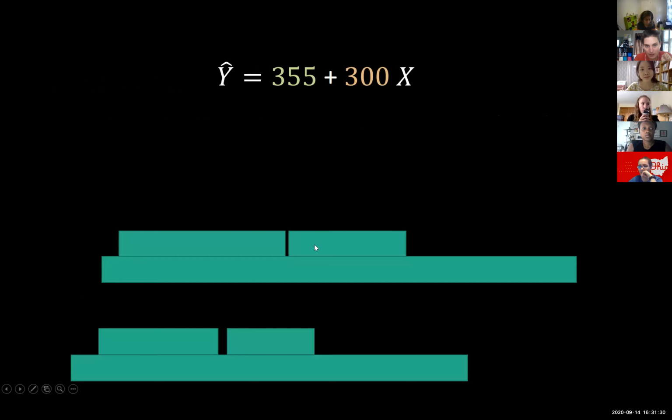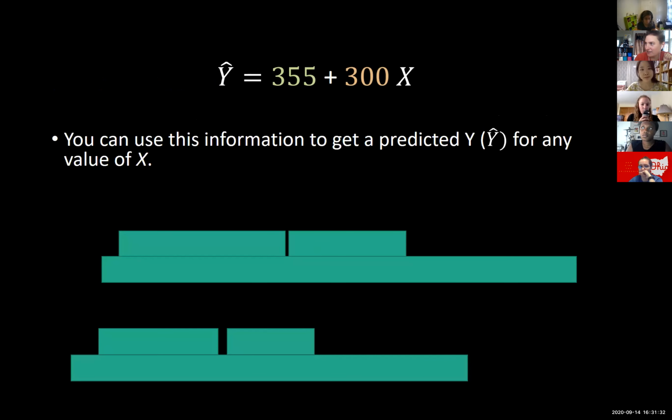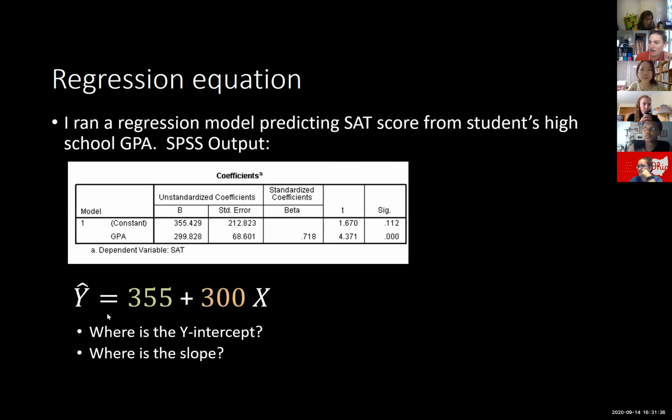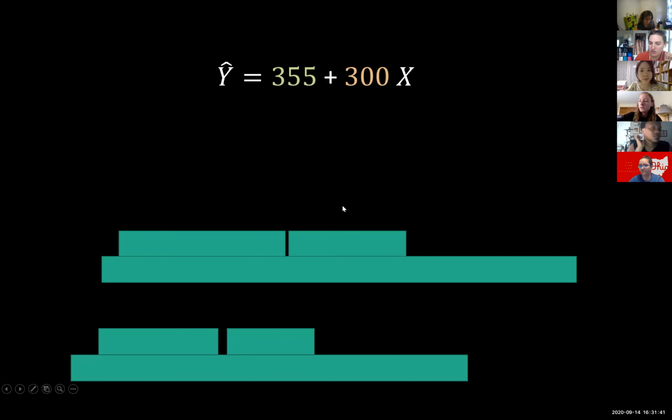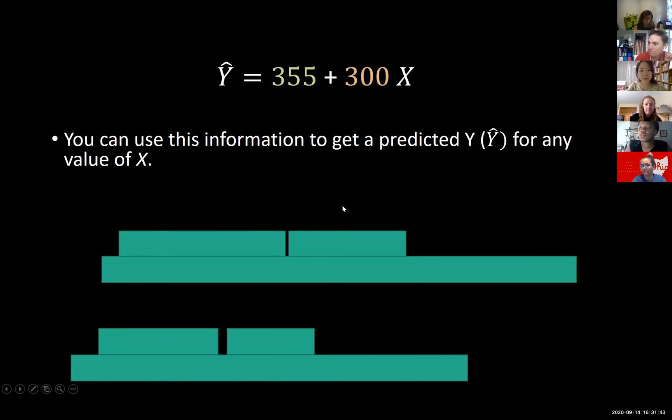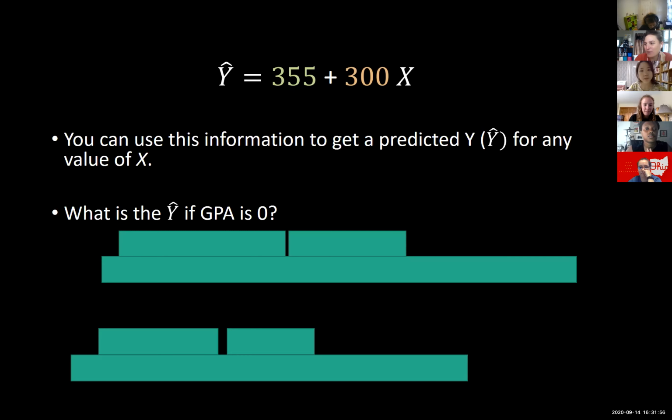I have boxes. So what we can do with this regression equation we've just gotten, remember I harvested them from here, and now I'm going to show you what we can do with these. You can use this information to get a predicted y-score for any value of x, any at all, using algebra. So what is the predicted y, the y hat, if GPA equals 0?